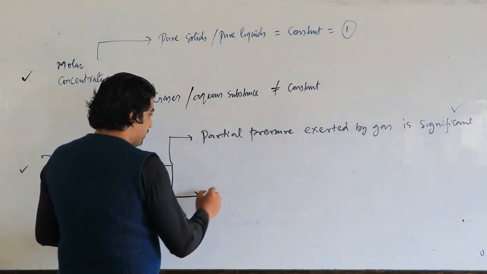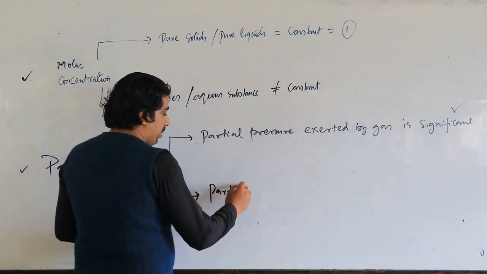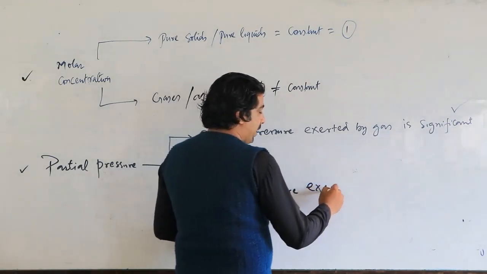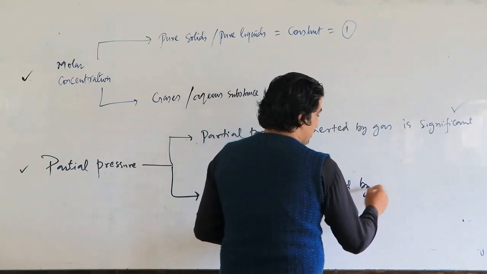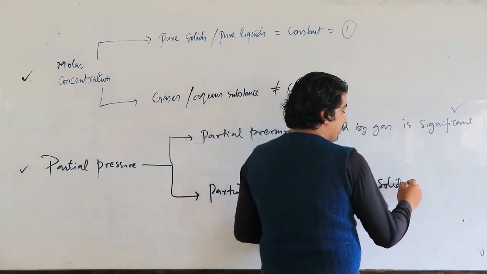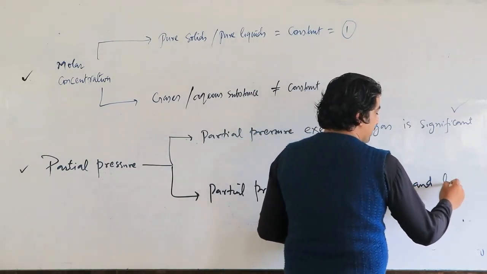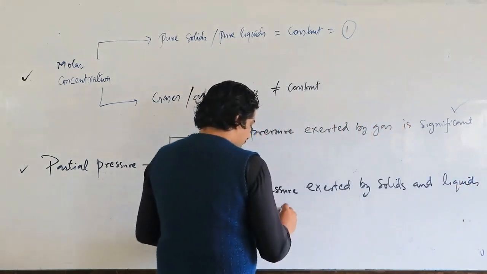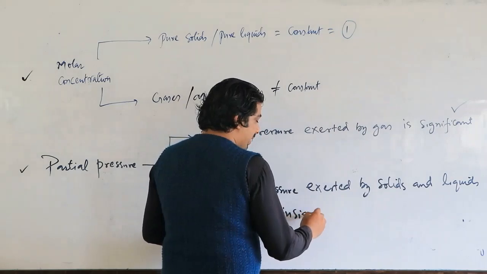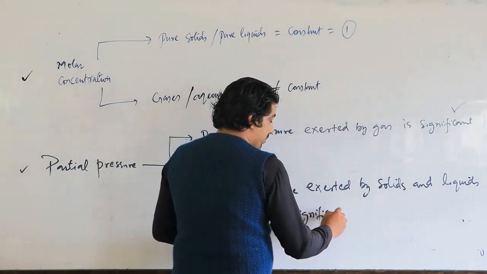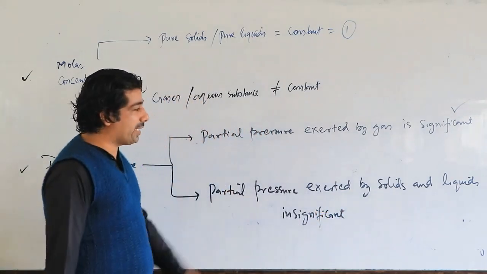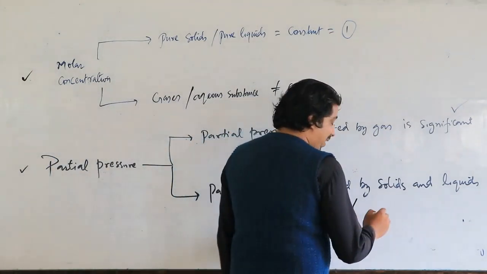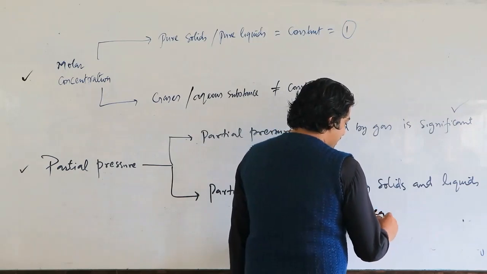Now if you look at partial pressure exerted by solids and liquids, it is insignificant. That means they do not exert much pressure. Partial pressure exerted by solids and liquids is insignificant. Insignificant means basically negligible.